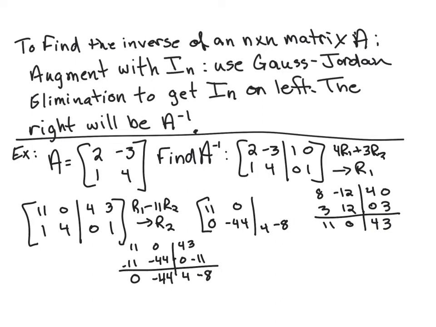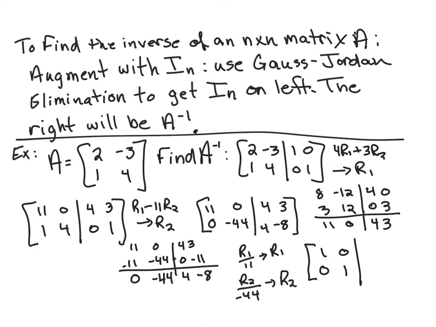Row 1 is still this, and now I'm just going to divide everybody by what I need to divide by. I'm going to say row 1 over 11, replace it. I'm going to say row 2 over minus 44, replace that. And I'm also going to reduce fractions as I go. So in the top row I get 1, 0. In the bottom I get 0, 1, the identity. So I'm dividing row 1 by 11.